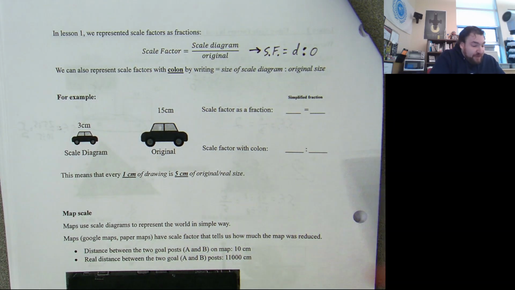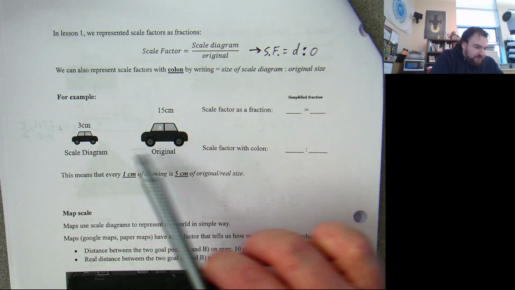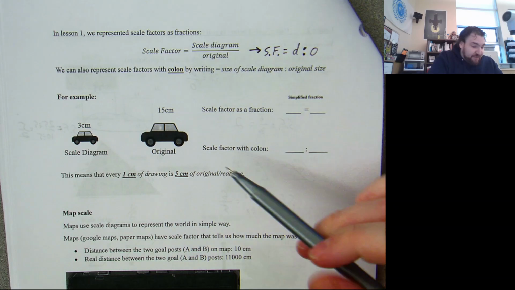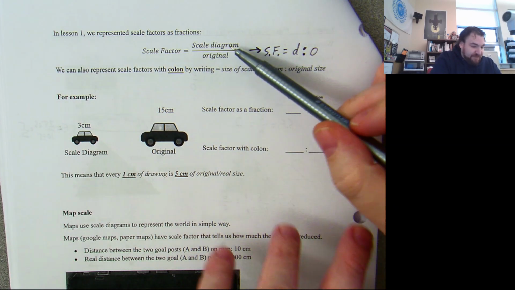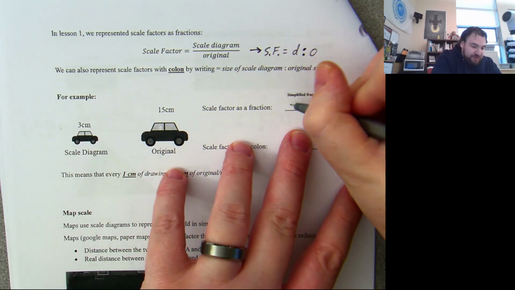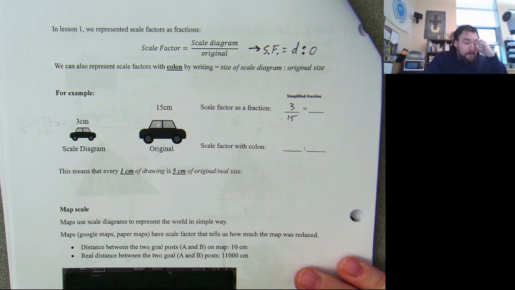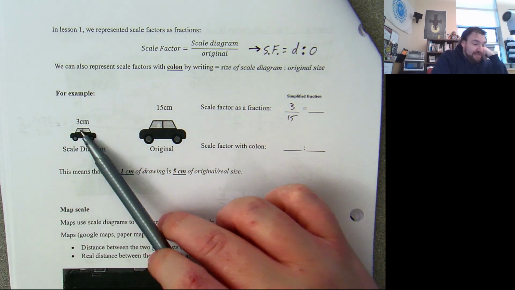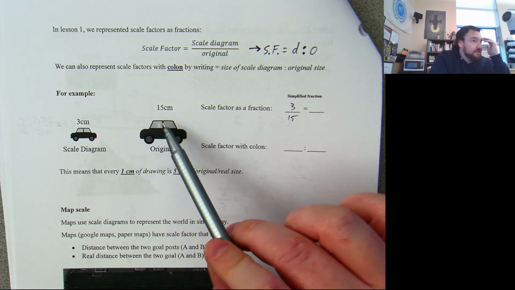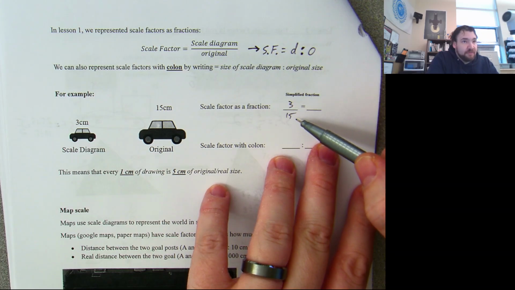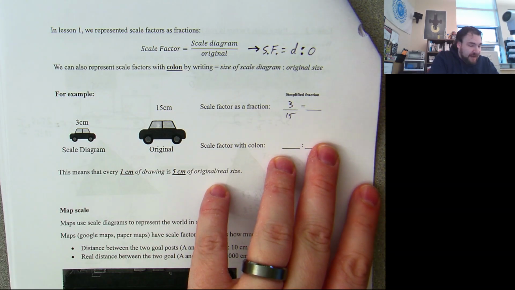So for example, this is a question we did yesterday. We had the two cars. One was 3, one was 15. When we wrote them as a fraction, we said that the scale factor is always the scale diagram divided by the original length. So this one's going to be 3 over 15. Because the diagram length goes on top, the original length goes on the bottom of the fraction. This thing would reduce to a fifth, yeah.